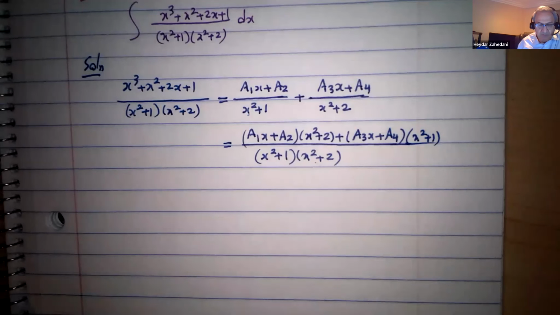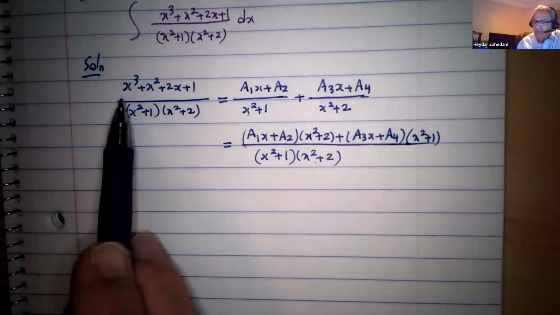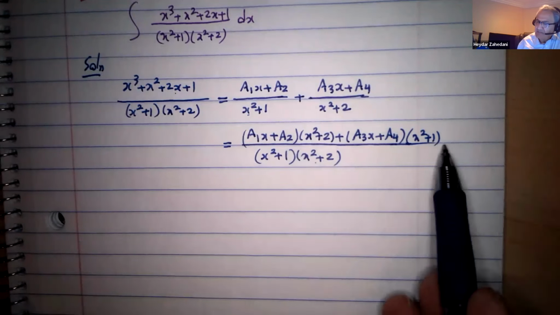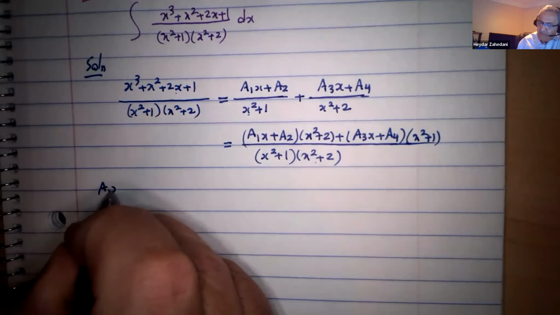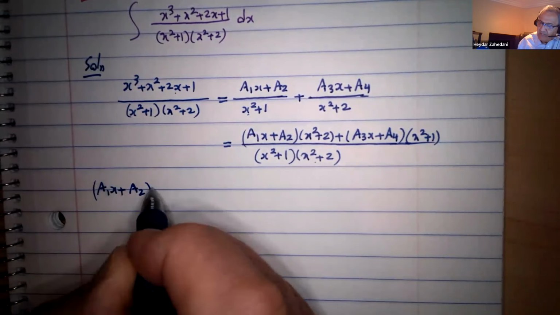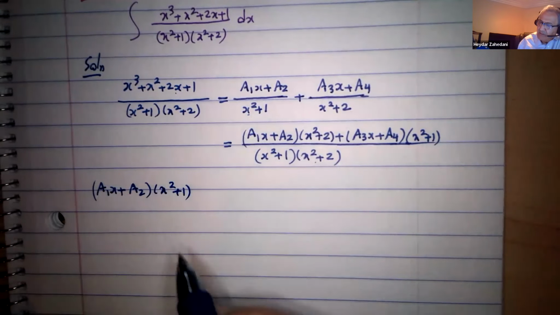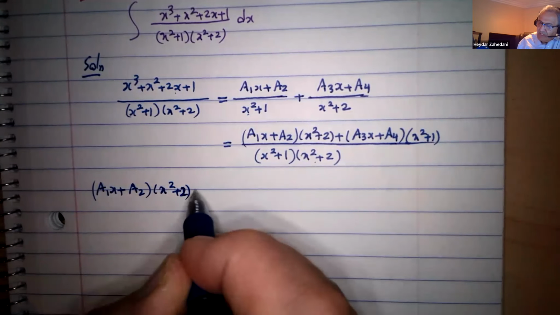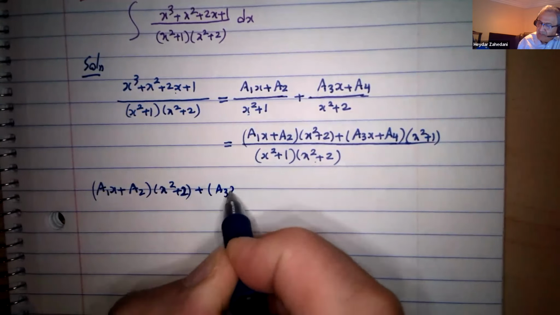Now you let the two tops equal to each other to be able to take care of it. So the top ones are going to be the ones over the denominator here. So I write this one first. You are going to have A1x plus A2 times x squared plus 2, and it's going to be plus A3x plus A4 multiplied by x squared plus 1. And this must be equal to x cubed plus x squared plus 2x plus 1.